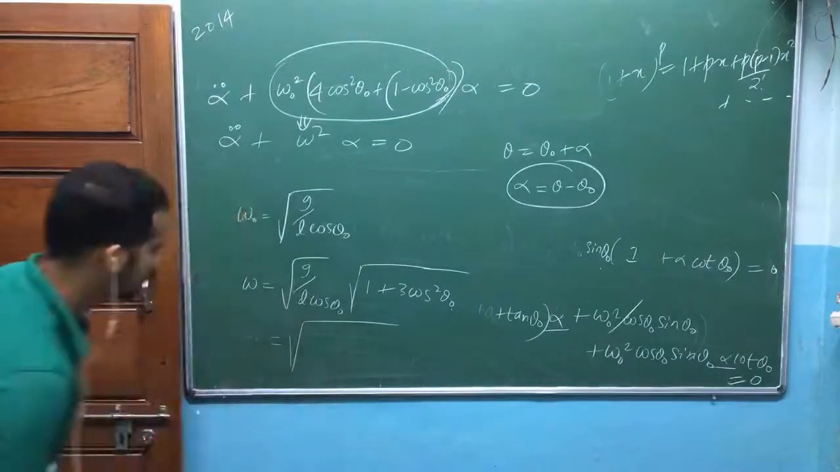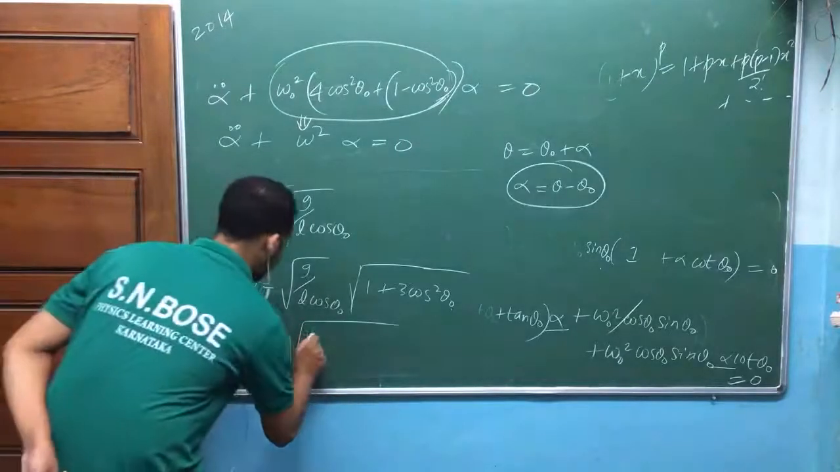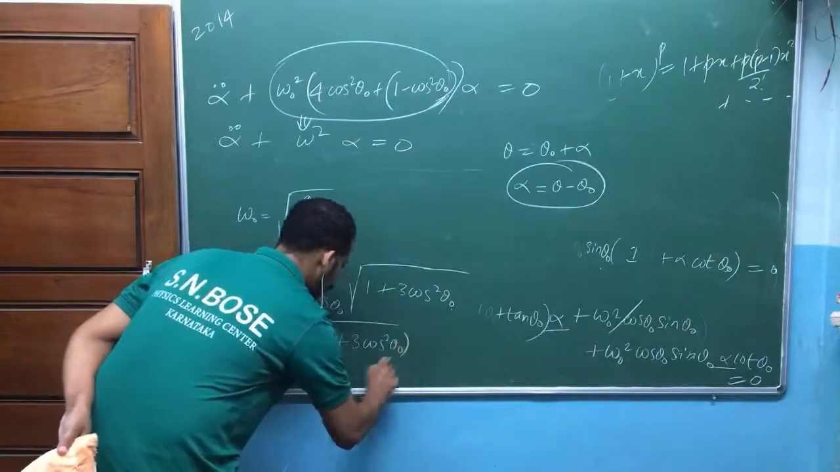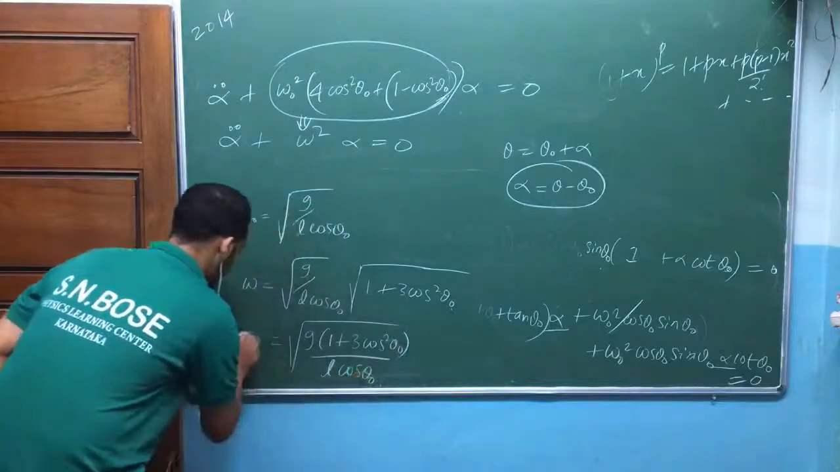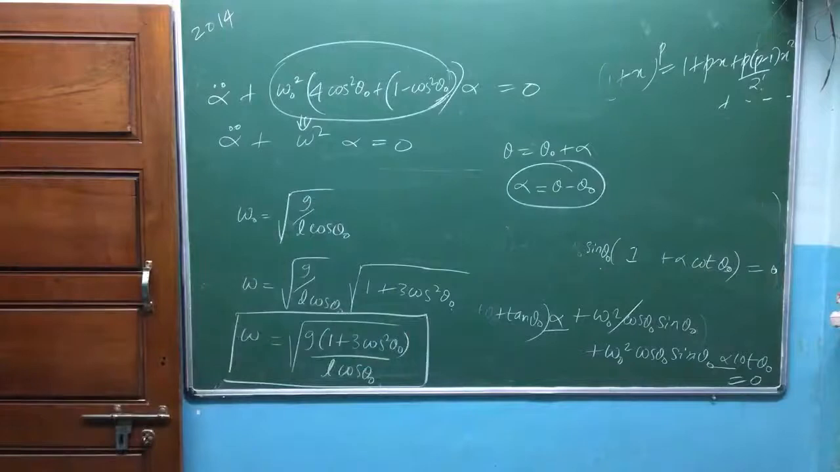Root of, I think, how to write? 1 cos theta is in the denominator. Yeah, he is writing directly. Okay, g into 1 plus 3 cos square theta naught whole divided by L cos theta naught. That is the angular frequency. That's what he's asking. Try to do that one.